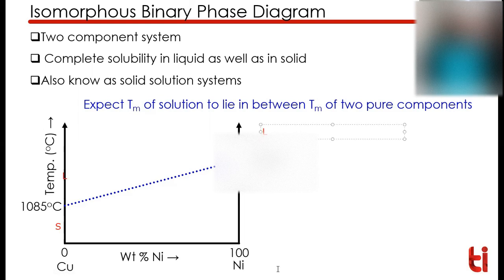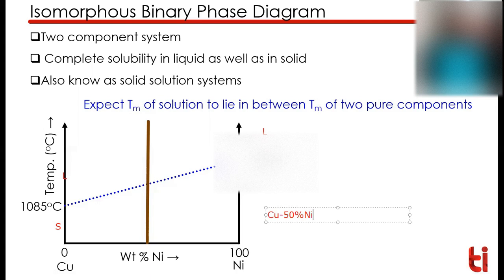Now you are making an alloy. Suppose I have made an alloy where I have taken copper 50%, nickel 50%. So this is the alloy composition I have taken, which corresponds to copper 50%, nickel 50%. I have mixed this and prepared the alloy.